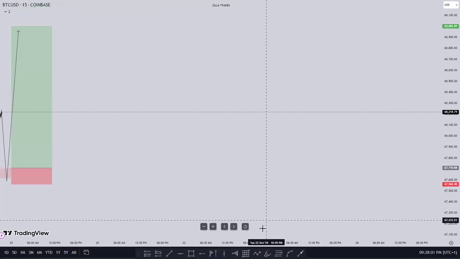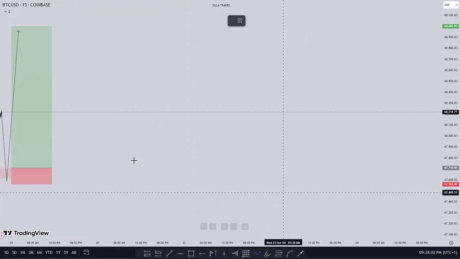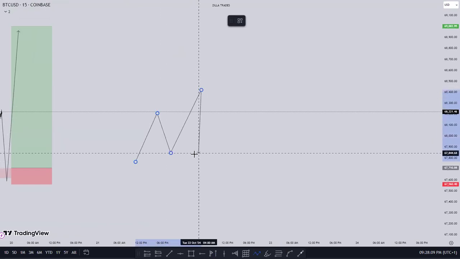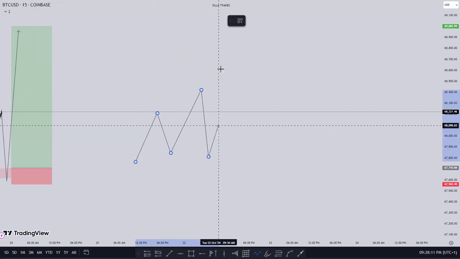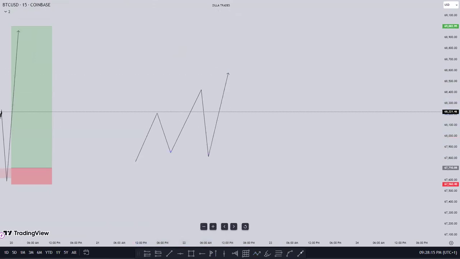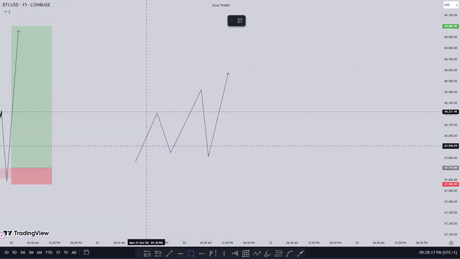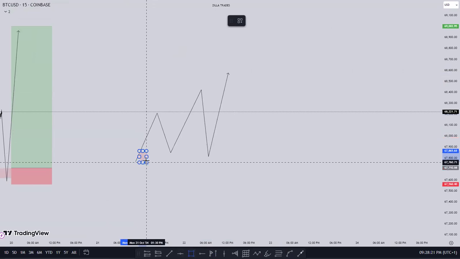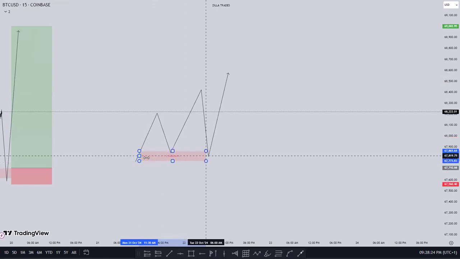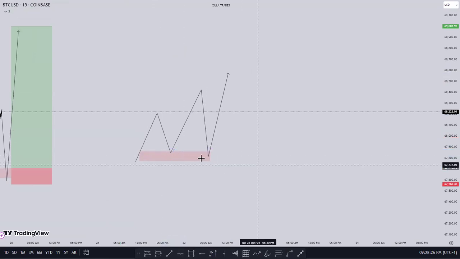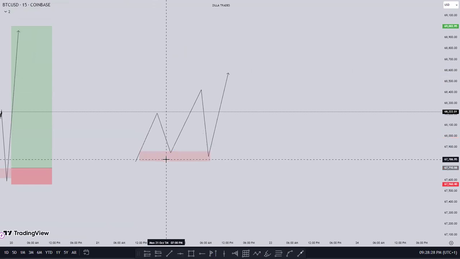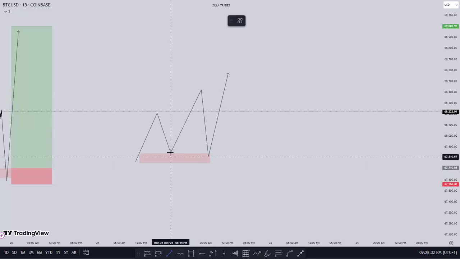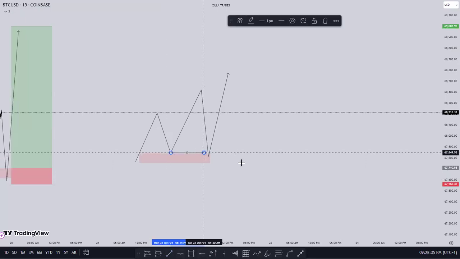ABC pattern is like this. A, B, C, right? Price tends to take out this B leg and buy from there. This is the ABC pattern. This leg here is the B leg liquidity.